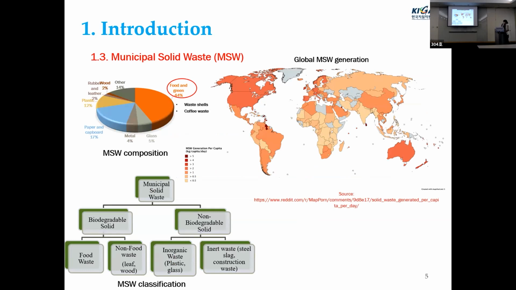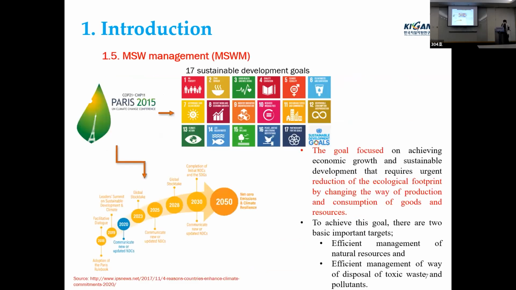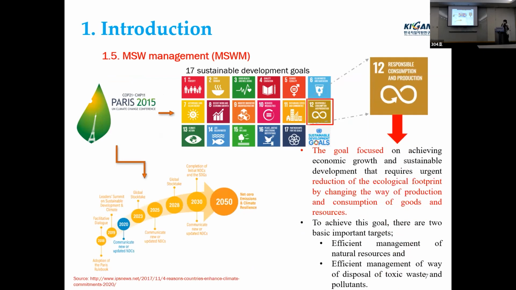So this is the classification, and we know that global manufacturing waste is increasing. One of the manufacturing wastes is calcium, and this calcium is a good source for calcium carbonate. It can be used in universal applications. So by using this waste material, we can manage our manufacturing waste in a sustainable way.